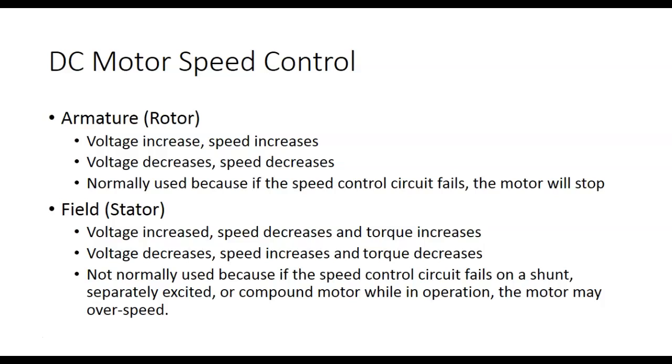DC motor speed control. Voltage increases, speed increases; voltage decreases, speed decreases. Normally used because if the speed control circuit fails, the motor will stop. Field voltage increases, speed decreases, and torque increases. Voltage decreases, speed increases, and torque decreases. Not normally used because if the speed control circuit fails on a shunt, separately excited, or compound motor, the motor will overspeed.